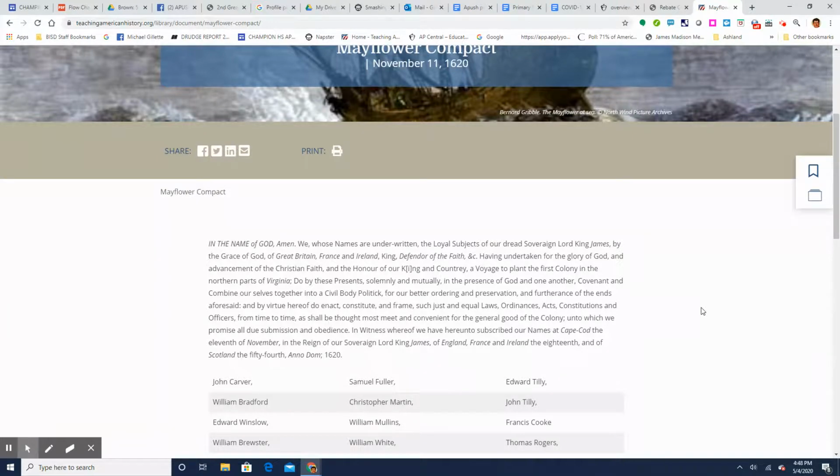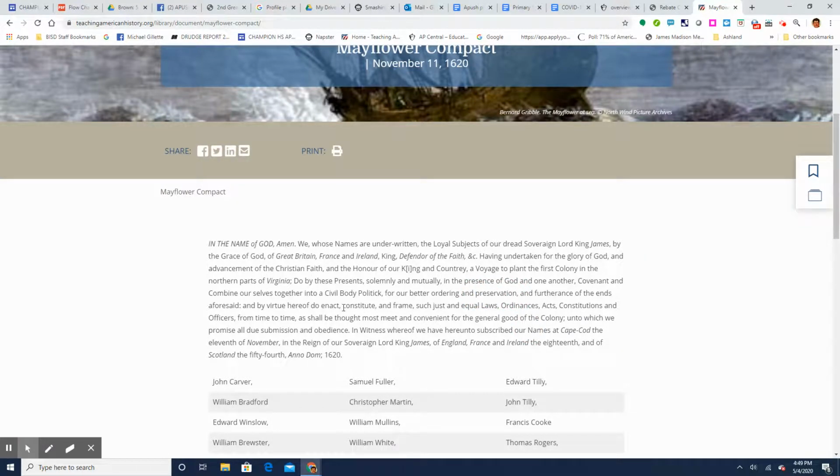The next important phrase here is a civil body politic. And this is a civil government. So this is not a covenant. Civil is the government, so it's a political government. And this is a government that all the male members on board the Mayflower are coming together to form. Okay, so the purpose of that government is for preservation, self-preservation, preservation of the colony.